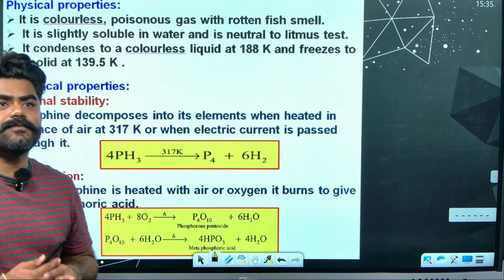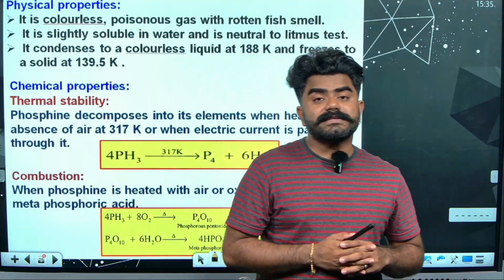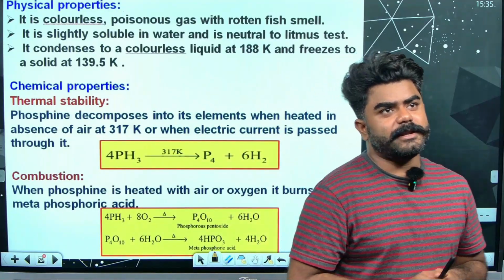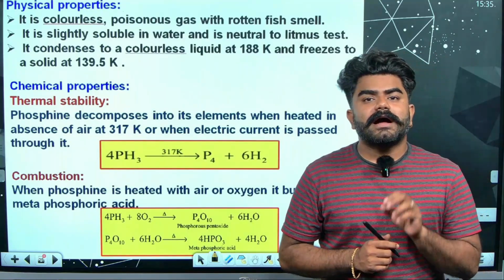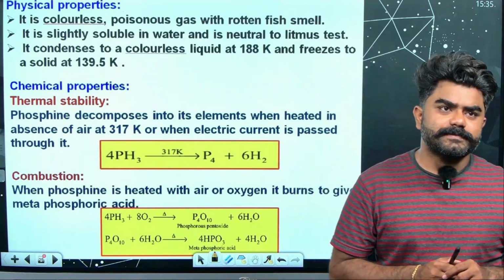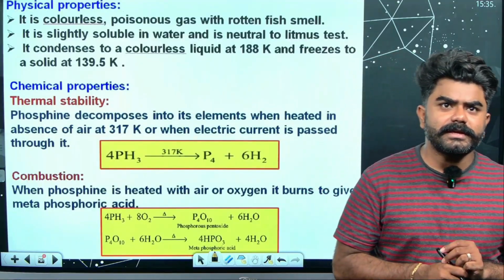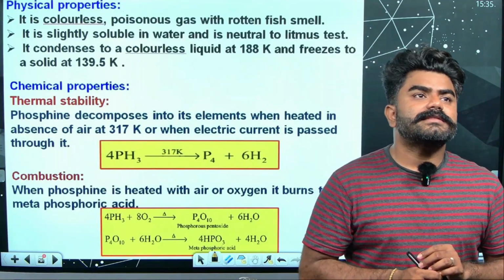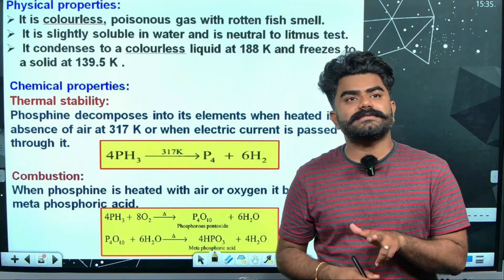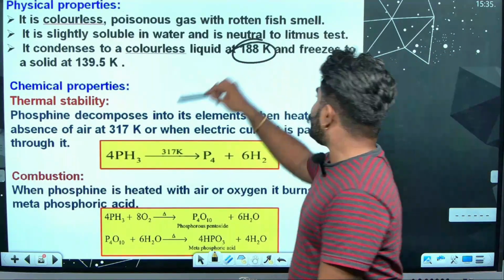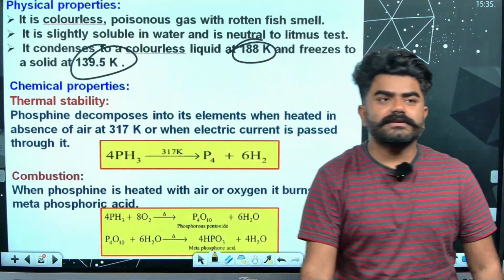Now let us see the physical properties of phosphine. It is a colorless and poisonous gas with a rotten fish smell. Okay, and then it is slightly soluble in water and it is neutral to litmus paper. When we do the litmus test, we get the answer that it is at a neutral pH. Then it condenses to a colorless liquid at a temperature of 188 Kelvin and it freezes to a solid at 139.5 Kelvin.